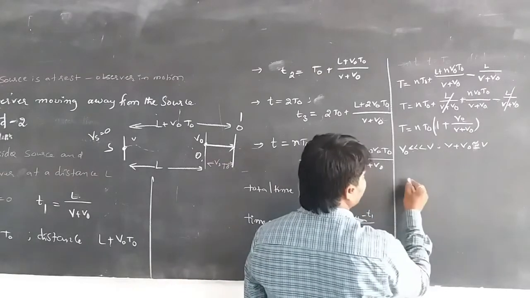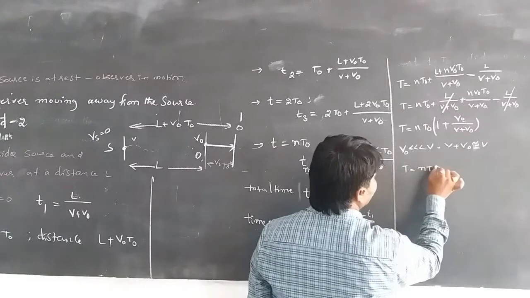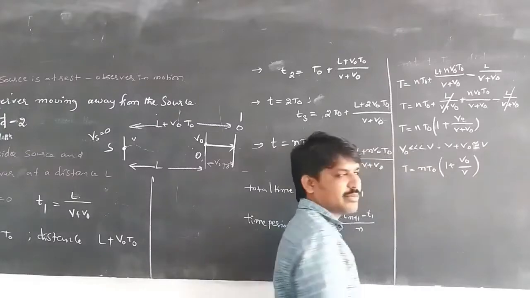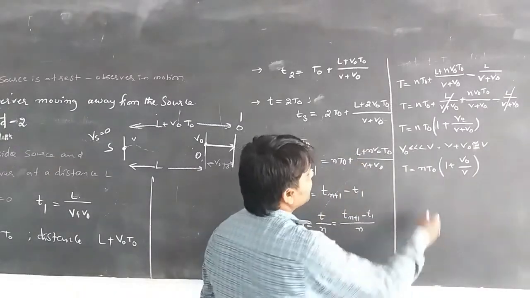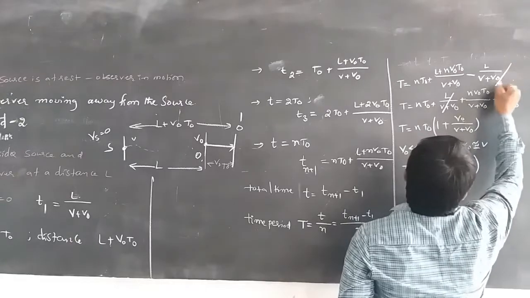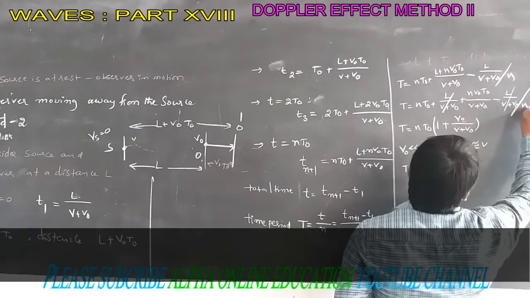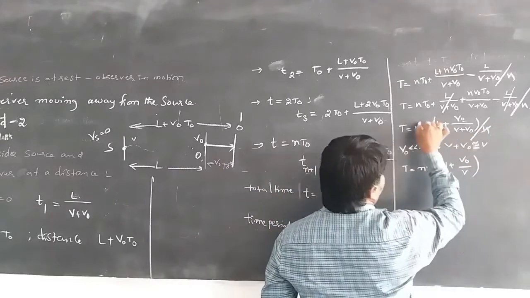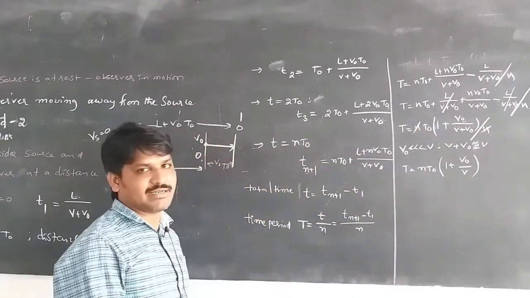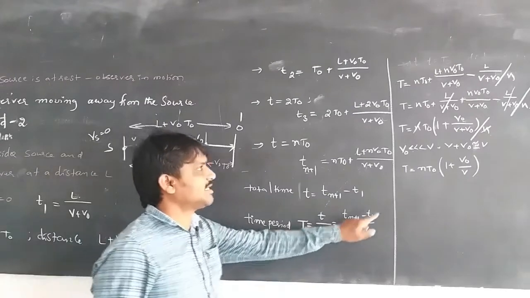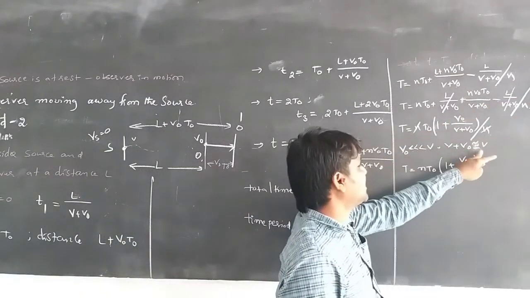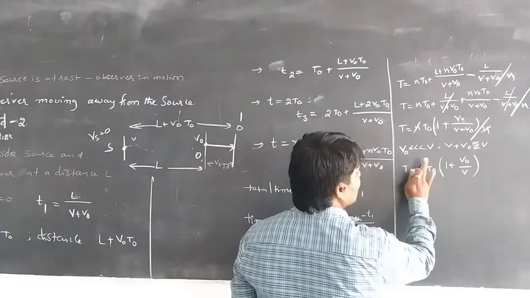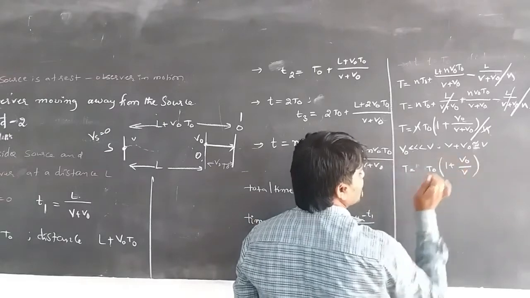From that equation we can write T is equal to n T naught of 1 plus V naught by V. Already n is there in all terms, so we cancel the n in the denominator and numerator. Then T is equal to T naught of 1 plus V naught by V.